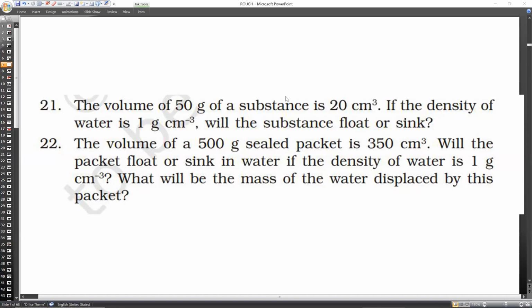Tell me, will it sink or float? Yes, Riaz, will it sink or float? So what is being given? The mass is given to you, volume is given to you, so density is equal to mass by volume. So mass is 50 grams and volume is 20.